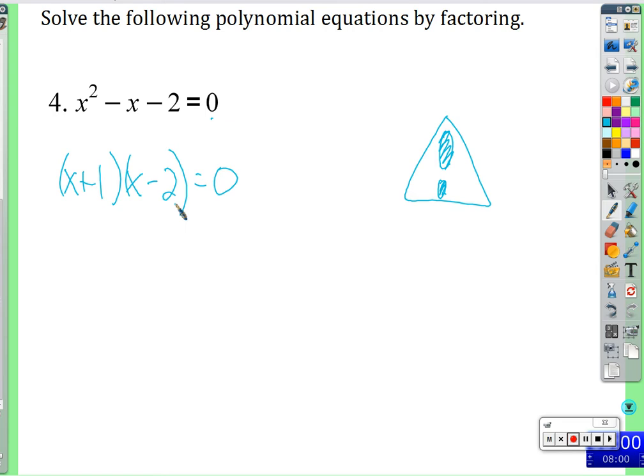How do we check and see if this is the correct factorization? X squared, so x times x, yeah. And x times 1 to 2. So that gives us x squared minus 2x so far. And then distribute the 1 again. We get x squared minus x minus 2. Exactly what we're supposed to get. So yeah, we factored it correctly. That's important to be sure of.